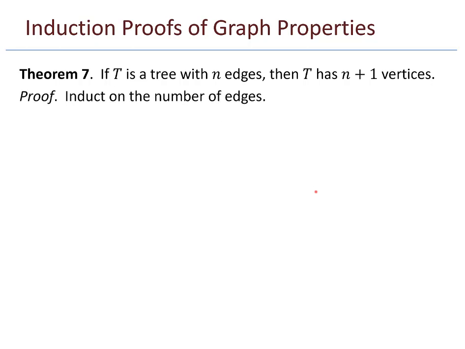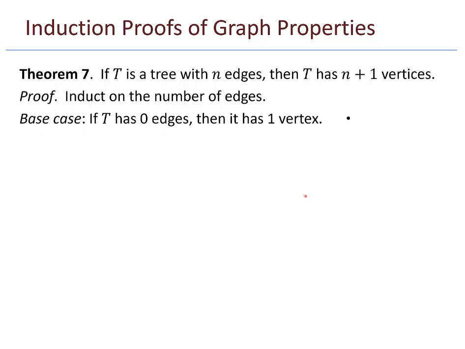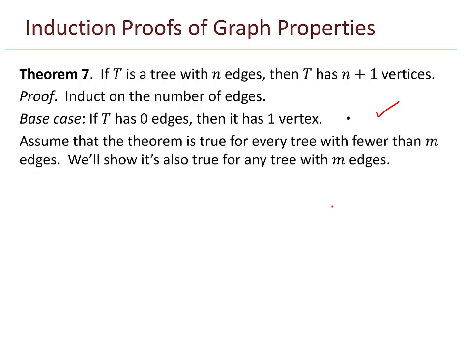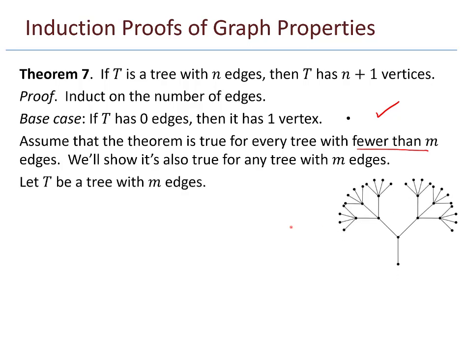We will induct on the number of edges in the graph. Base case. If T has 0 edges, then it has 1 vertex. Check, I believe it. Now let's induct. Assume that the theorem is true for every tree with fewer than m edges. Then we'll show that it's also true for any tree with m edges. So let T be a tree with m edges.